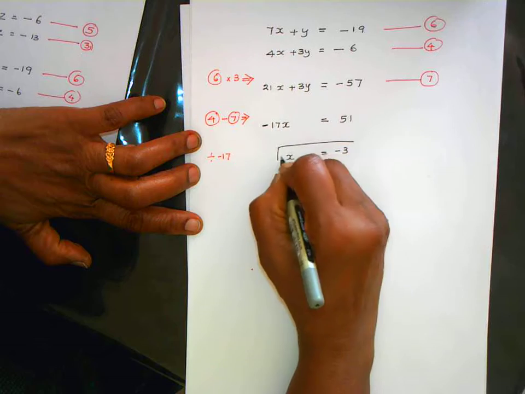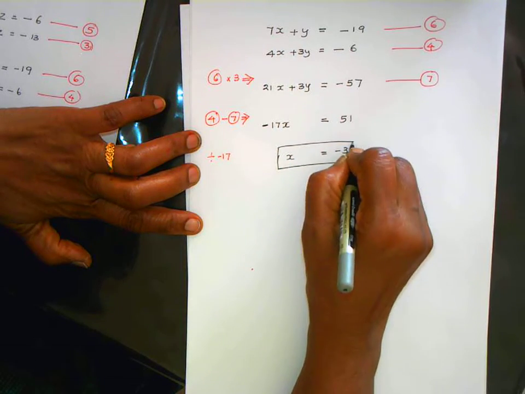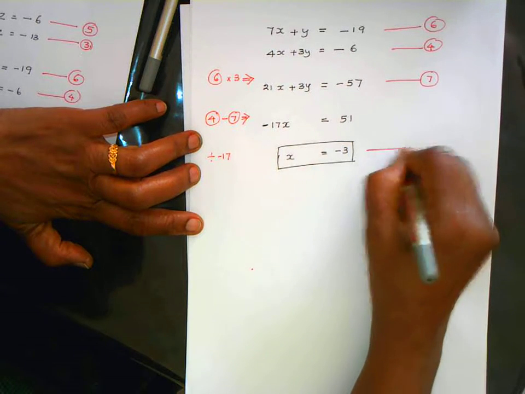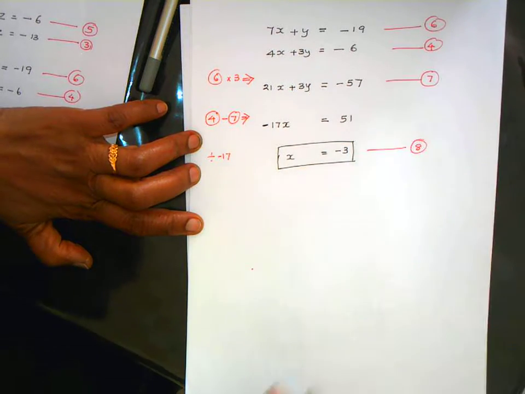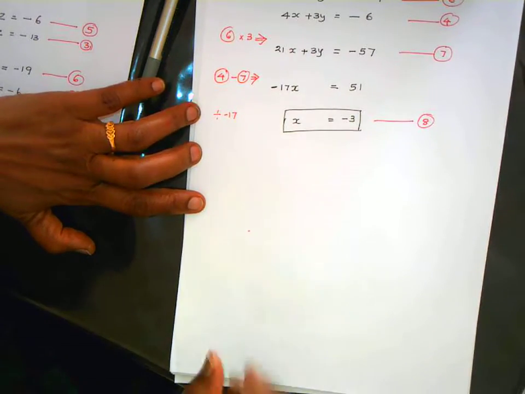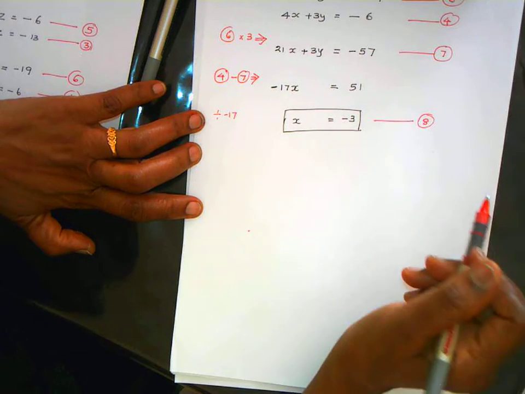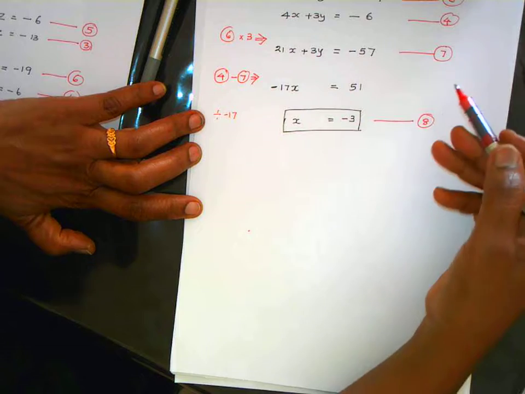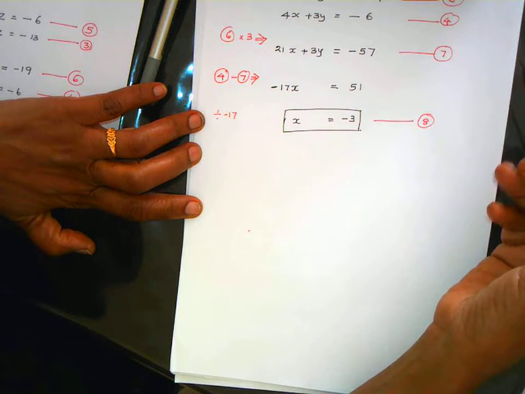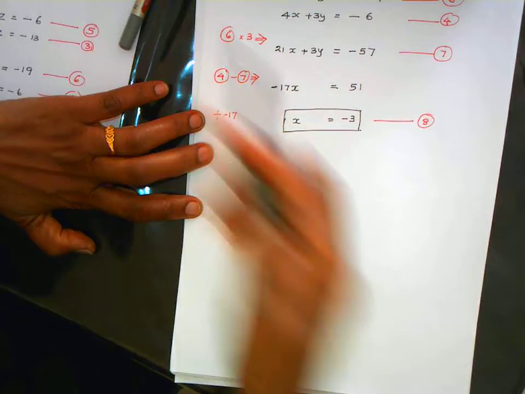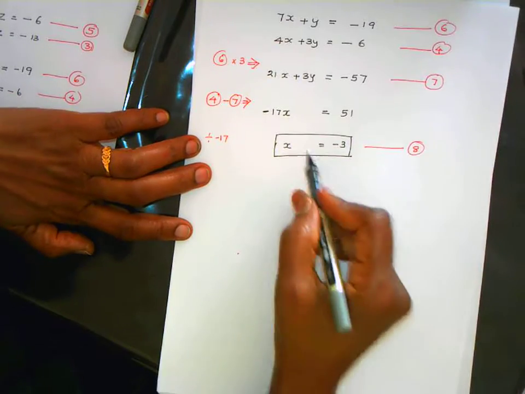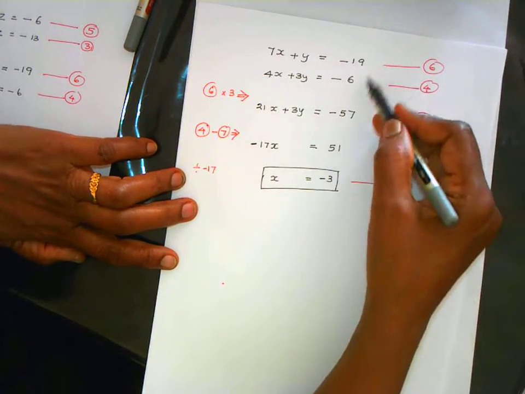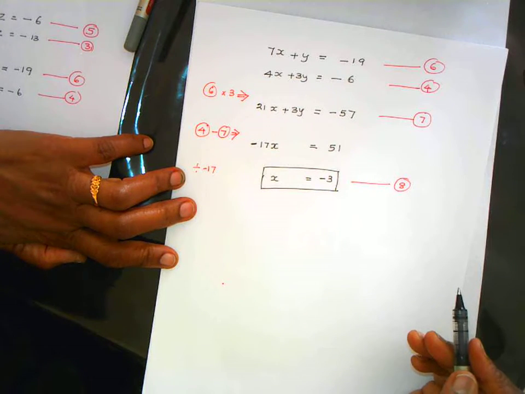I'm going to call this 8. So I found the value of x. In fact, we still have a long way to go. We still have to find y and then z. So what I'm going to do is sub the value of x into one of these equations, so you can find y first.